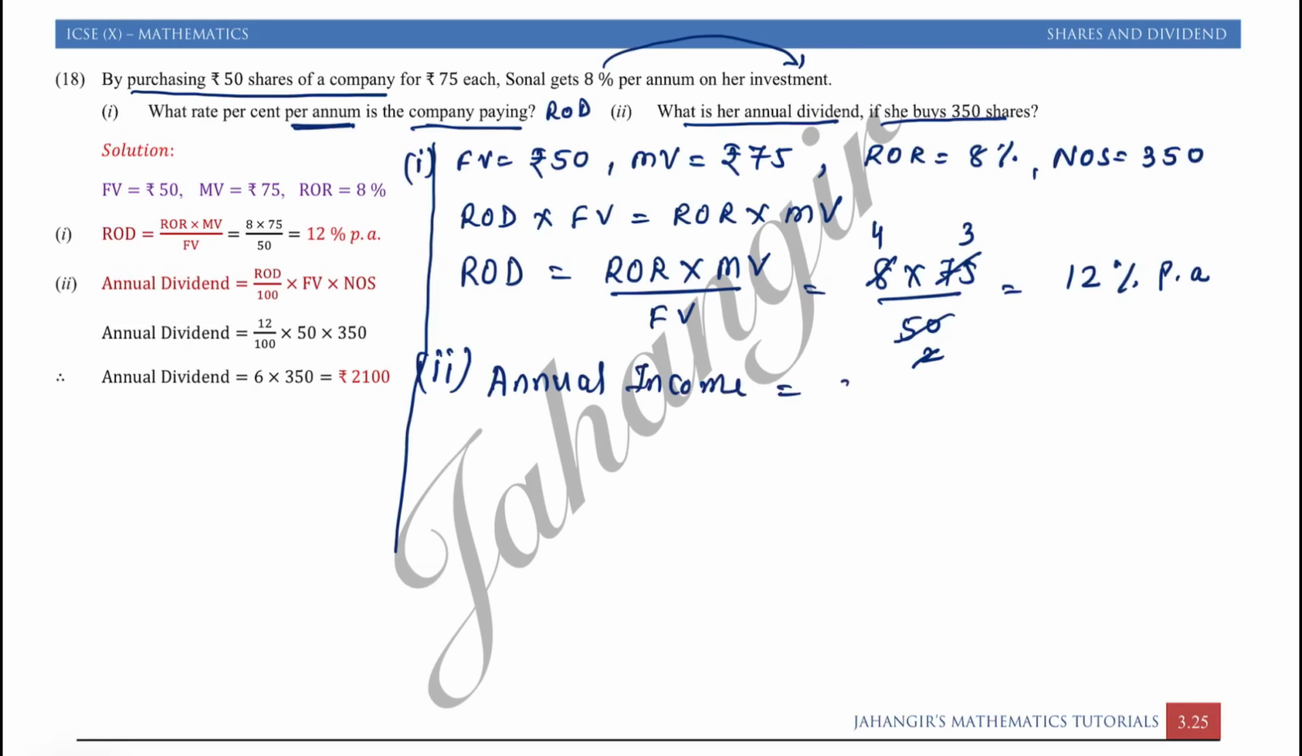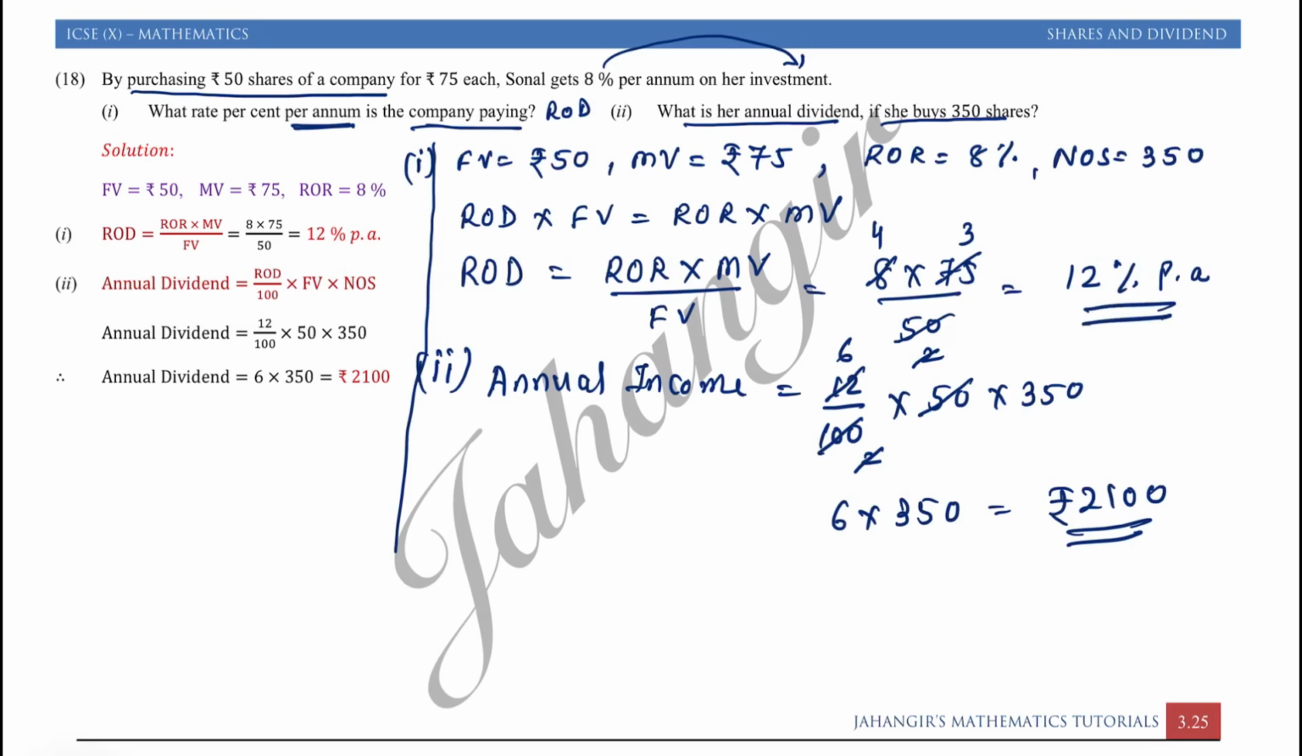is equal to ROD, that is 8% upon 100 into face value 50 into 350. We can cancel 50 1s are 50, 2 4s are 8. This is 12%, sorry, not 8%. 12%, 2 1s are 2, 2 6s are 12. So we will get 6 into 350, which is equal to rupees 2100. So in this way you can solve a straightforward question.